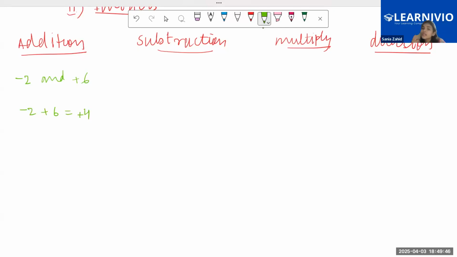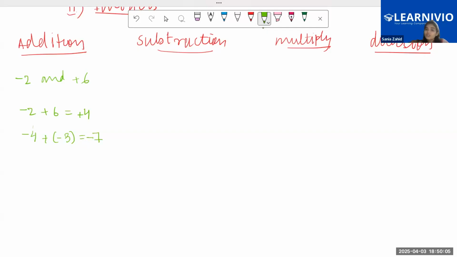Okay, so this was one example. Let's take two negative numbers only. So when I have two negative numbers, let's take minus 4 added to minus 3. So what does this give me now? Two negative numbers? -7. Very good. It gives you minus 7.